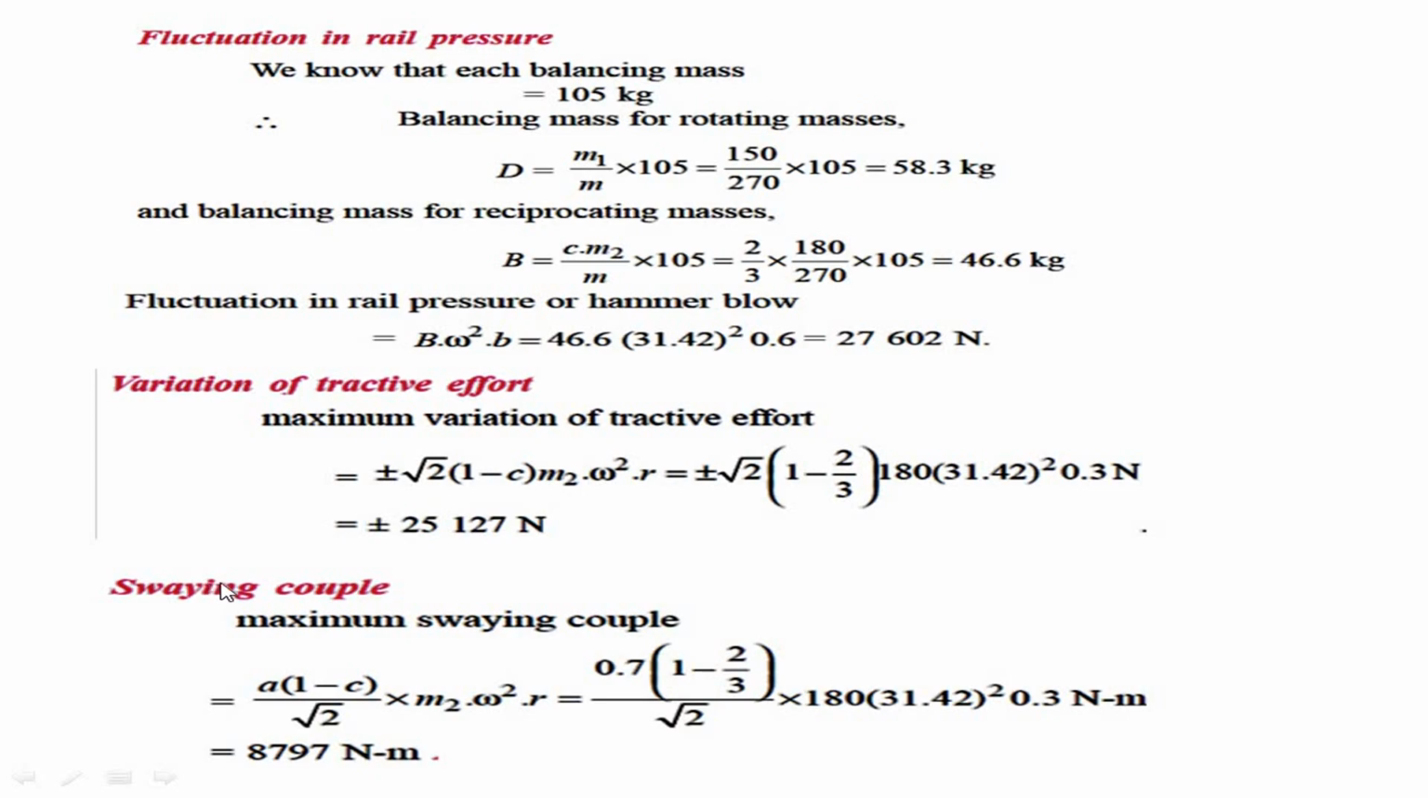Similarly, we can determine the value of swaying couple, where A is going to be the distance between the planes of cylinders, right? And once again we are going to use the value of M2. M2 is going to be the reciprocating masses.